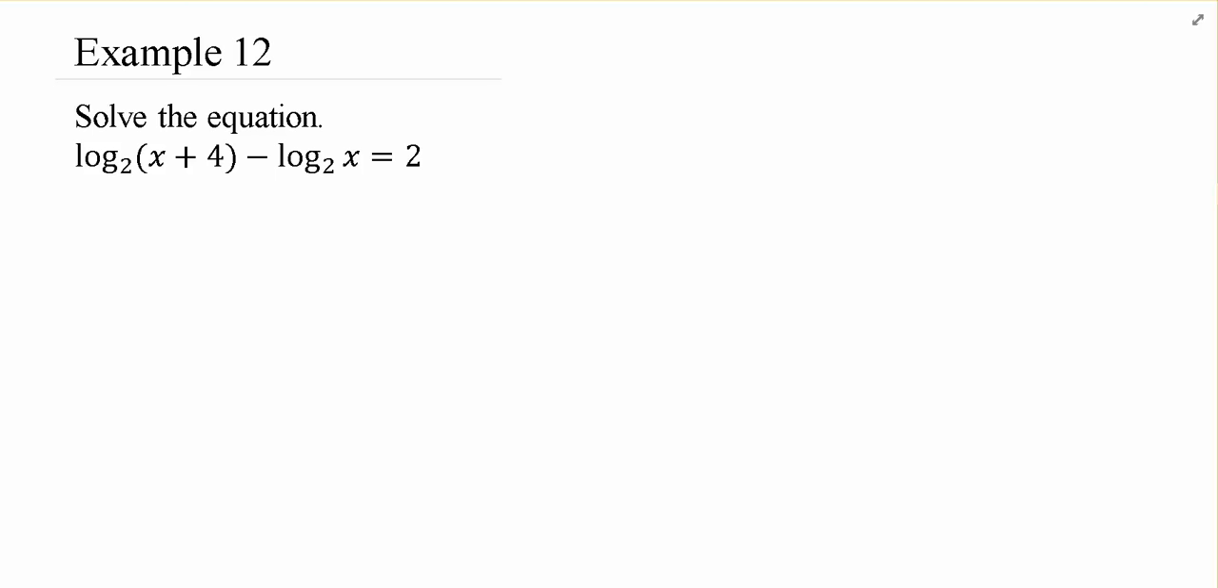Let's go ahead and look at the last example of the year. So for this example, we have a logarithmic equation. Our goal is to make a single log on one side, number on the other. This time we have subtraction between the logs.